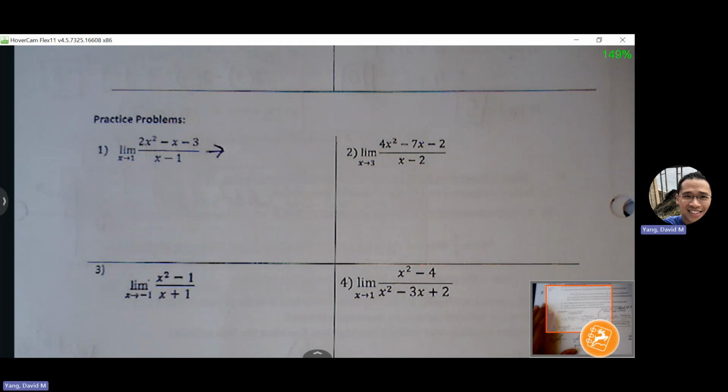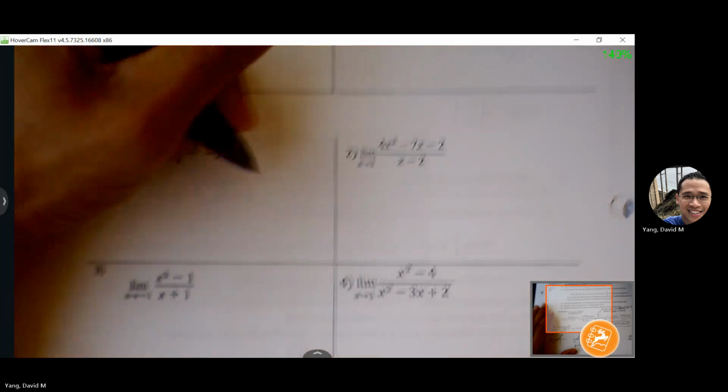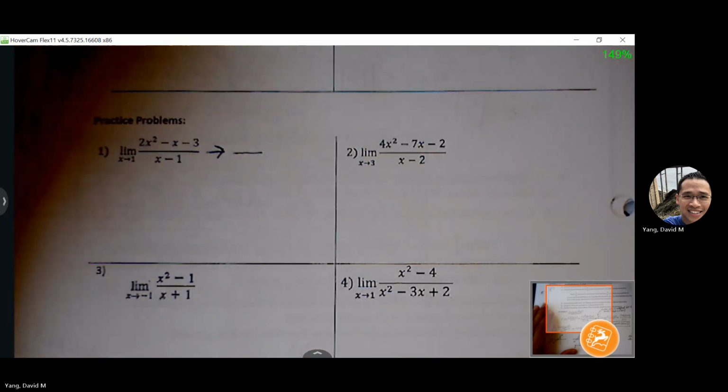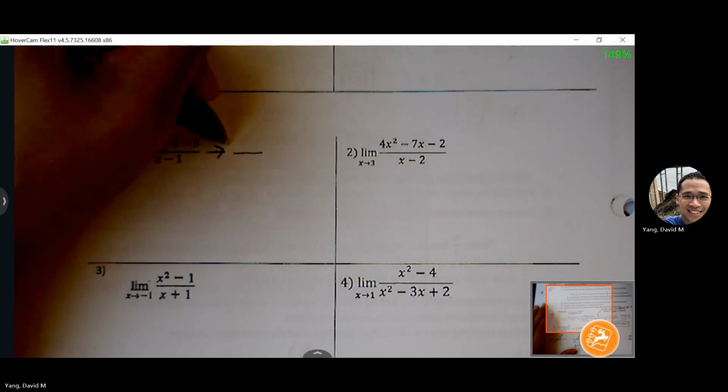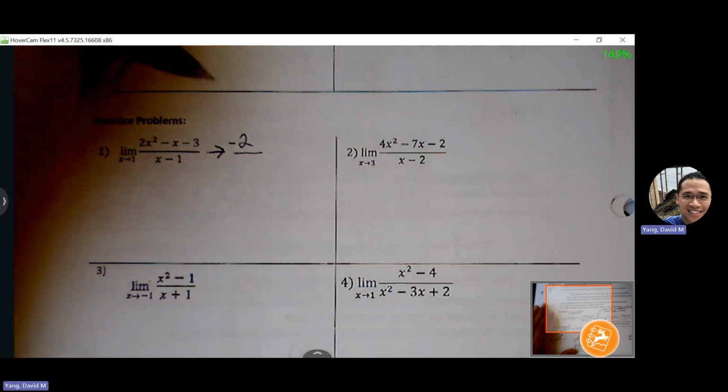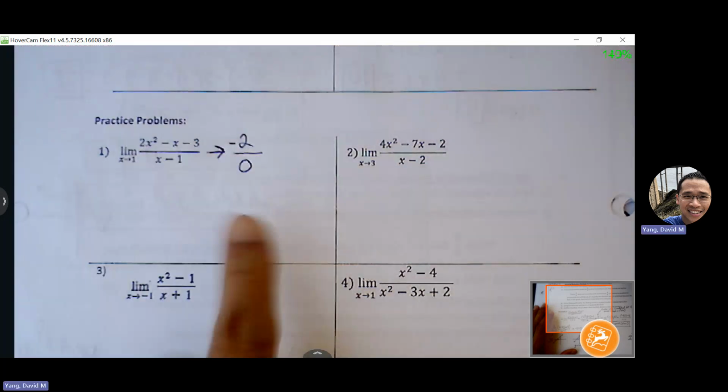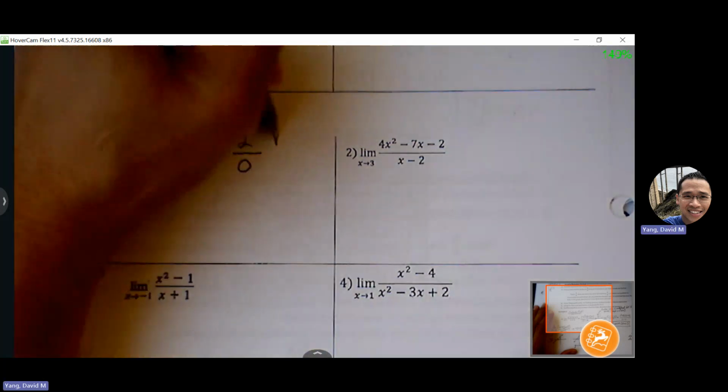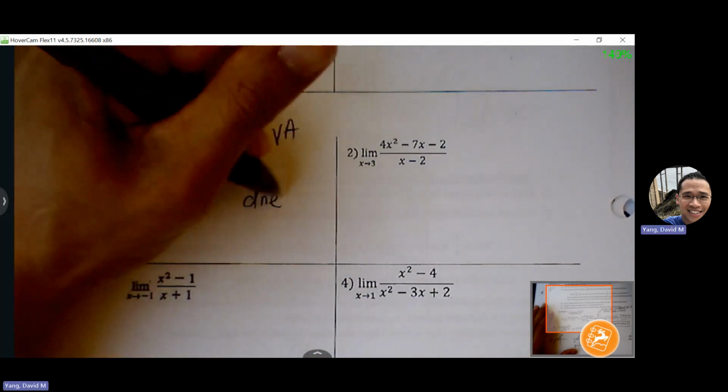What'd you guys get for number one? Numerator, we get 2 minus 1 minus 3, which is -2. Denominator, we get 0. So this is telling us what? Vertical asymptote, limit does not exist.